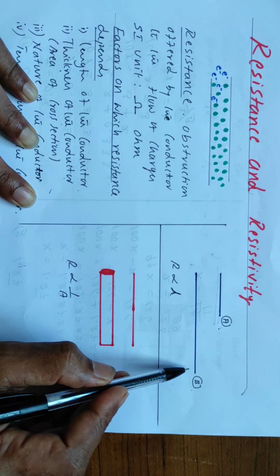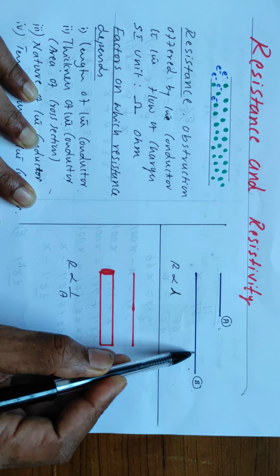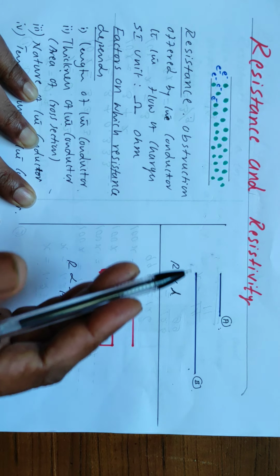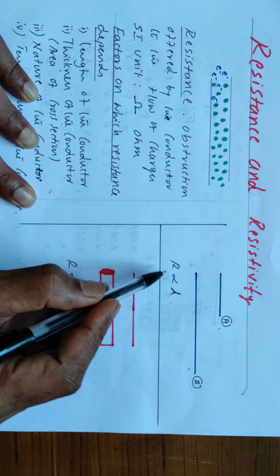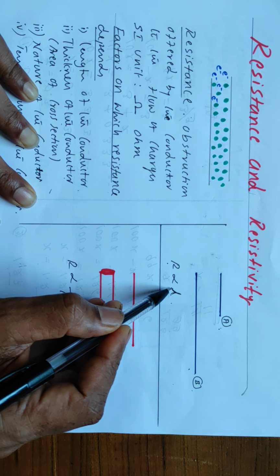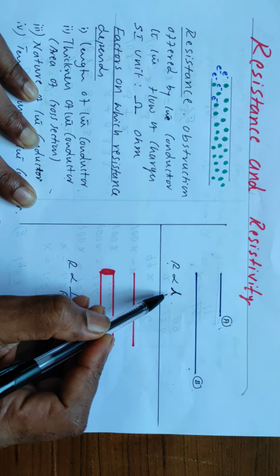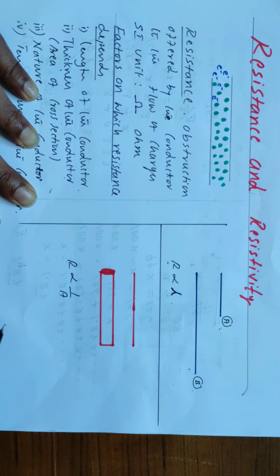Less collisions, more collisions. So as the length of the conductor increases, obstruction also increases, collision also increases. So you can generalize that resistance of a conductor is directly proportional to length of the conductor. Means as the length increases, resistance also increases.